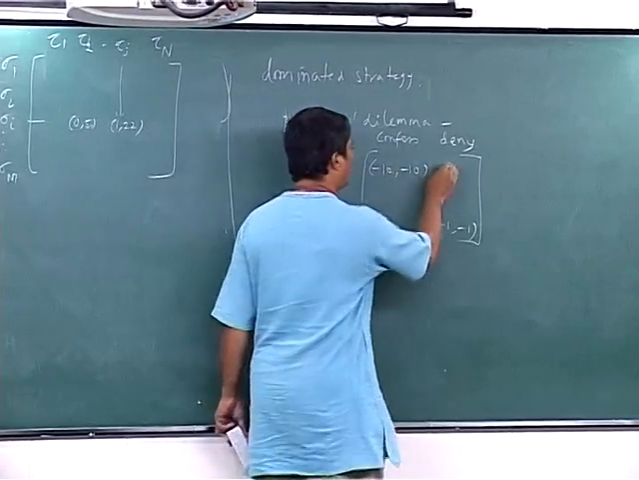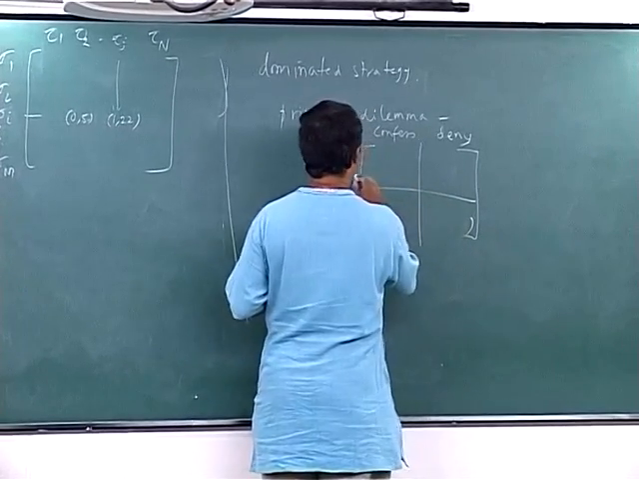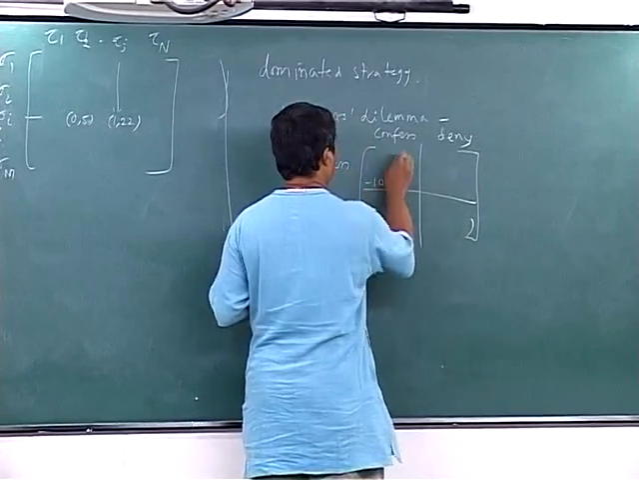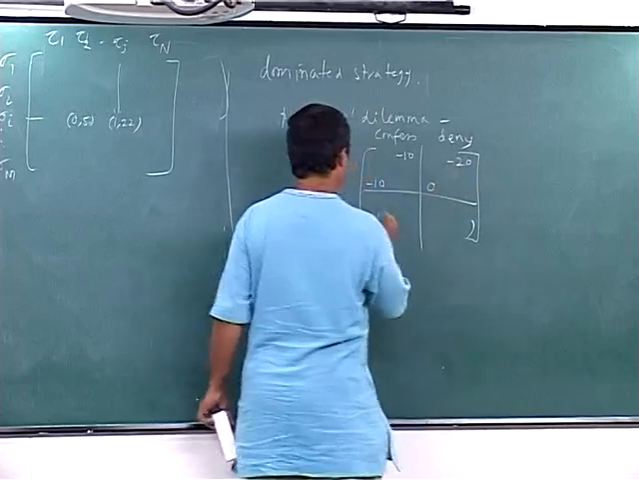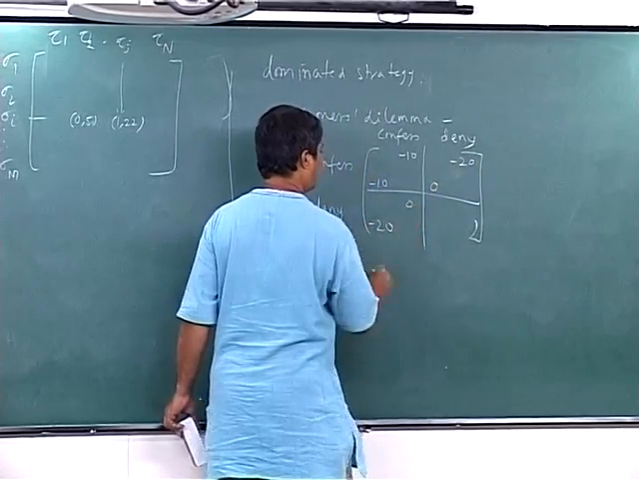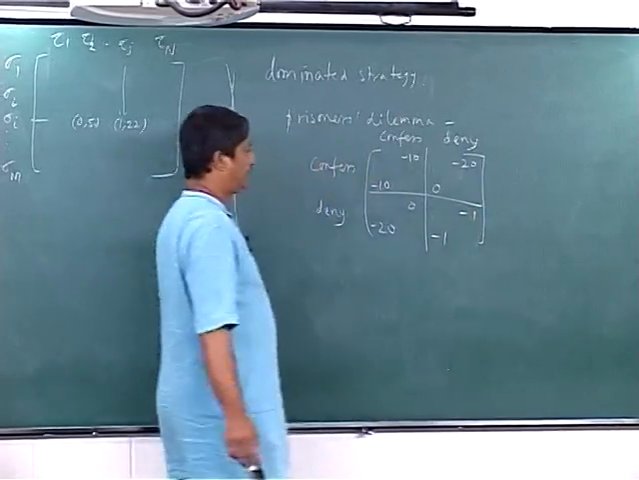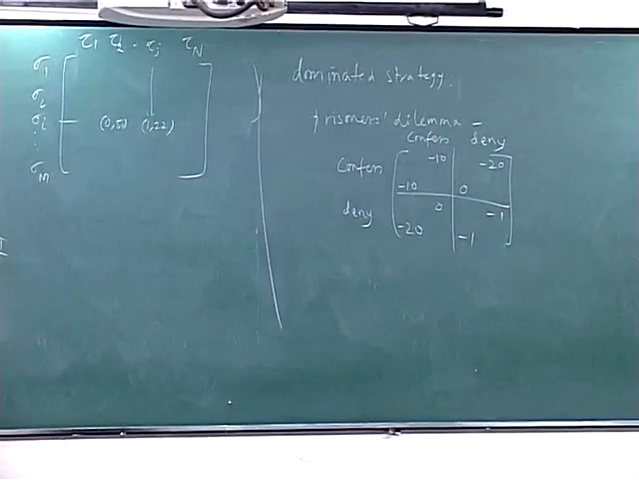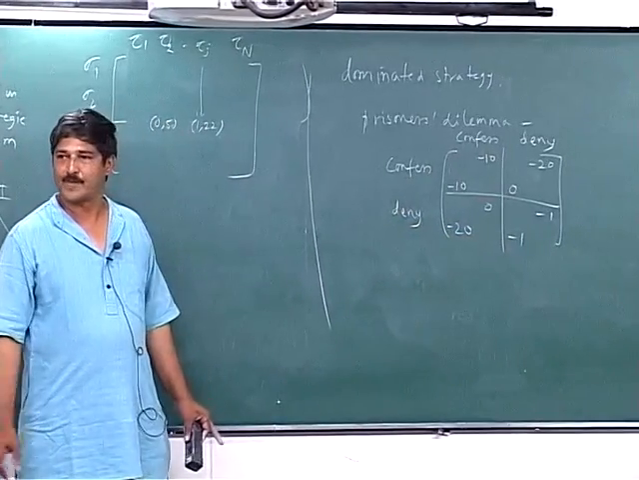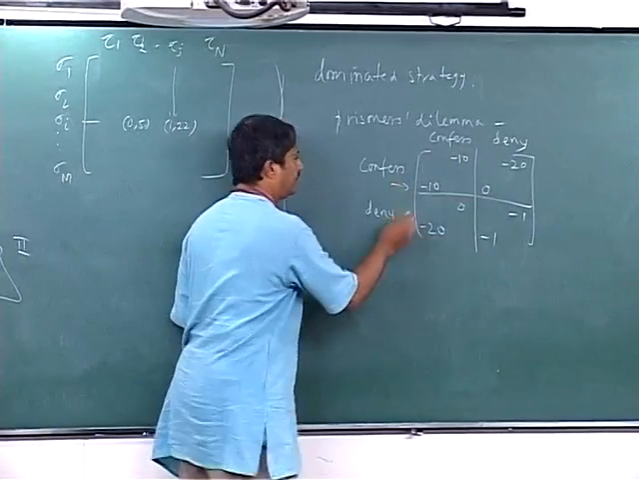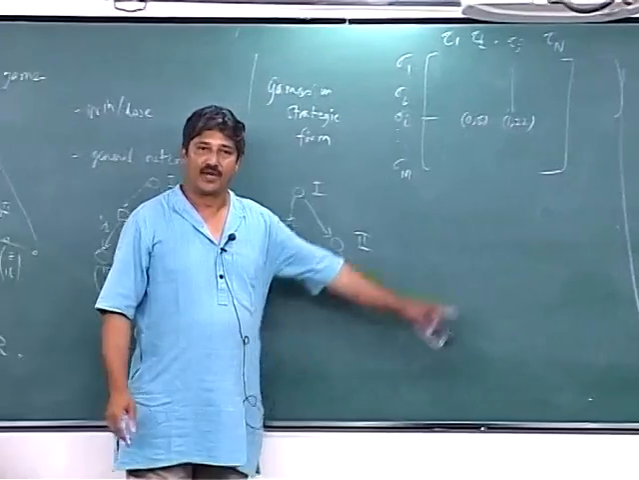So if you confess and the other guy denies, actually in this fashion. If I confess and he confesses, we both get minus 10. If I confess and he denies, I get 0 and the other fellow gets 20. If we both deny, we both get minus 1. This is the notation I use. This makes it clear who gets what. This is the row player, this is the column player. Payoffs. Is the story clear?